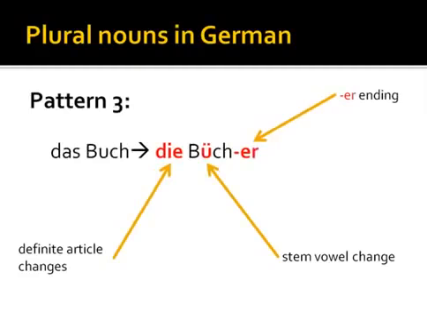Now, the third pattern adds an ER ending, and it has a vowel change thrown in. So we have a noun, das Buch, the book, das, which is a neuter singular, changes to a plural definite article, die, and we have an ER ending, plus we have a change in the quality of the stem vowel. So it goes from a U to a U umlaut. Das Buch, die Bücher.